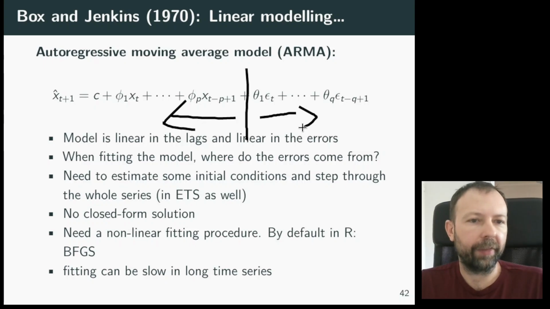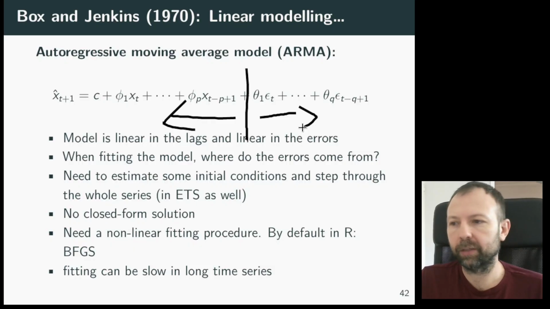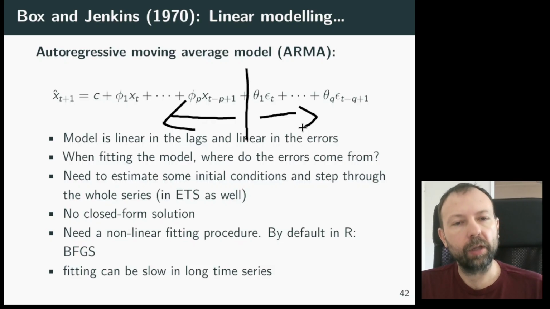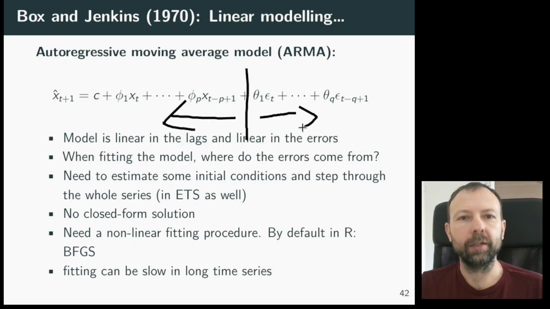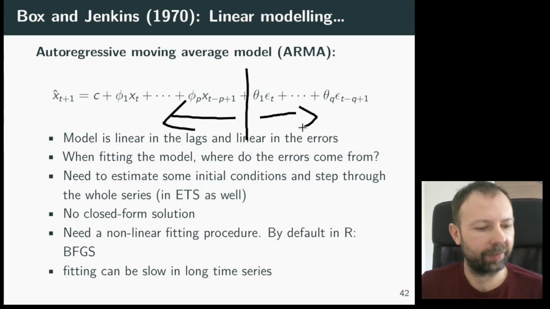By default in R, that's BFGS fitting. And that can actually be quite slow in long time series. So if you have a time series with 1 million data points and you fit an ARMA model on that, it can be really slow. And the fitting is non-linear. So if people tell me, well, ARMA, that's linear, well, that's a very relative statement.